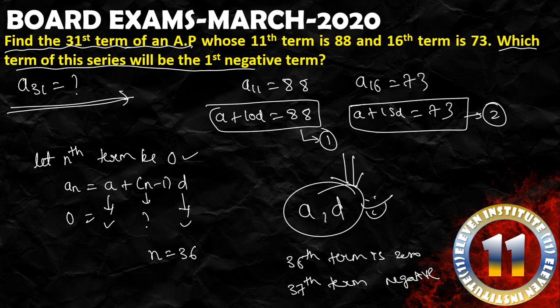Understand the logic. What was your answer? 36, but what is 36 for you? 0. So the term after 36, the 37th term, that will be our first negative term. I hope this is clear to you.